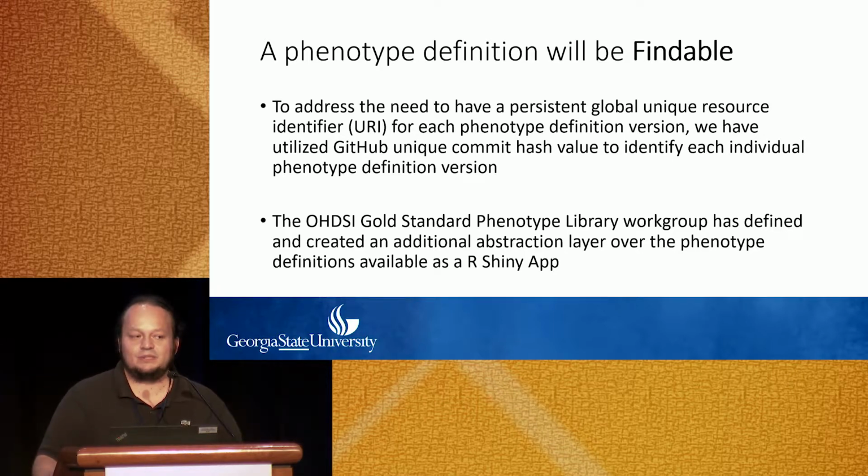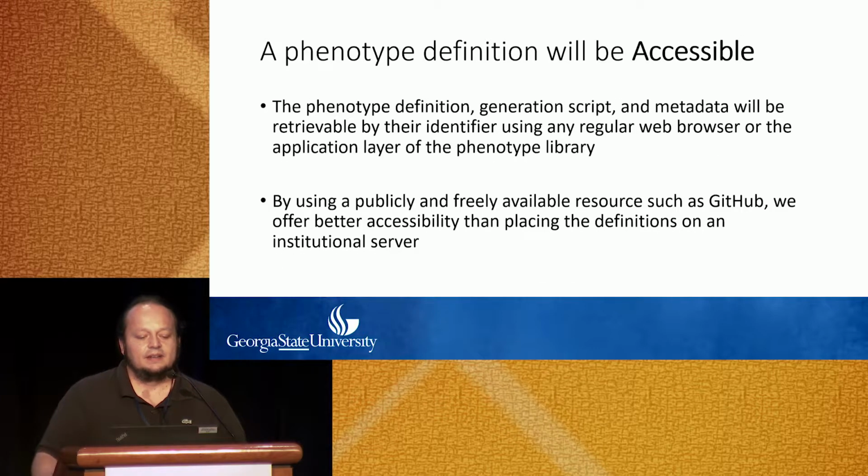If you're interested in where this is going to go, you should go and see Aaron's demo, which is an abstraction layer on top of wherever you're storing your phenotype definitions. The phenotype definition will be accessible in the sense that the definition, the generation script, and all the metadata should be retrievable by their identifier using any regular web browser or the phenotype library. By using publicly and freely available resources like GitHub or Google Drive, you can offer this accessibility a lot more easily than having them stored in some server with random files there.